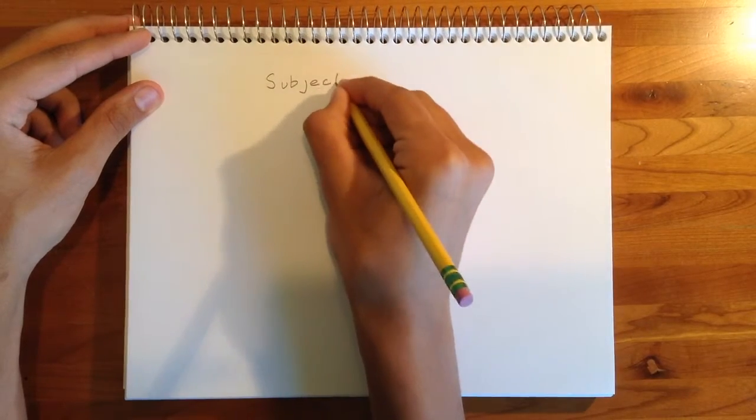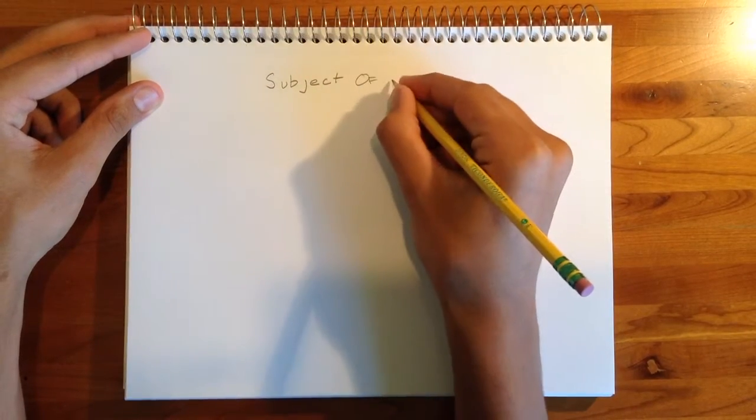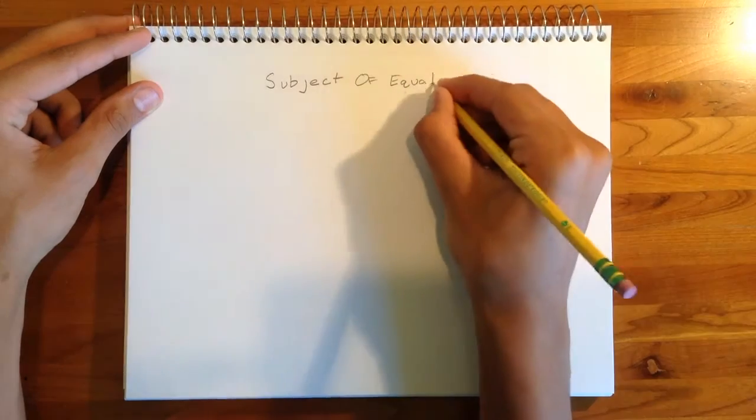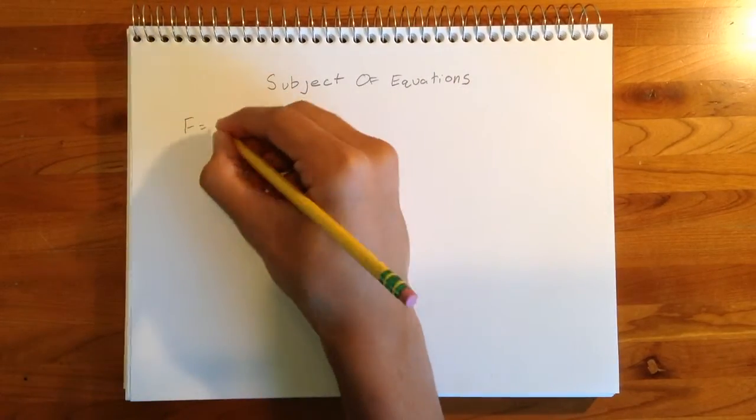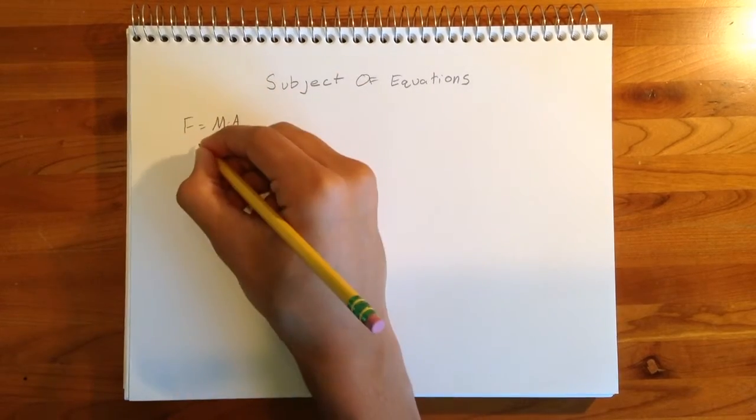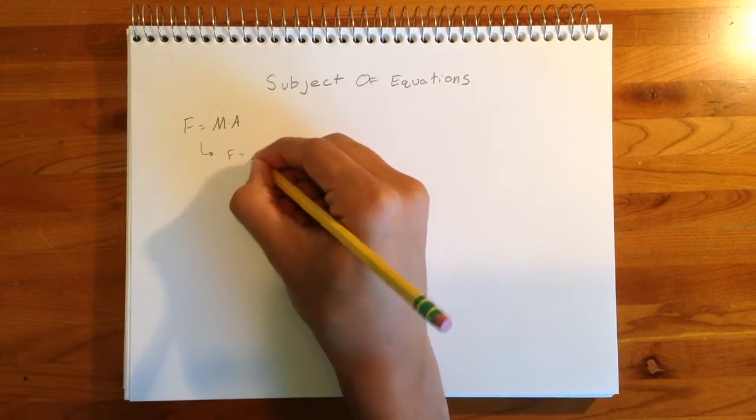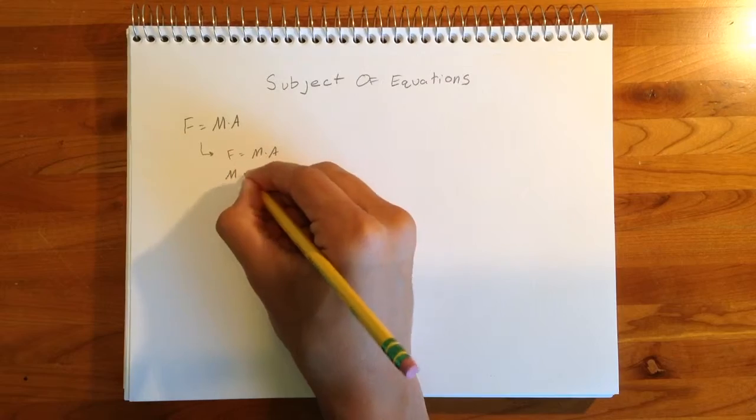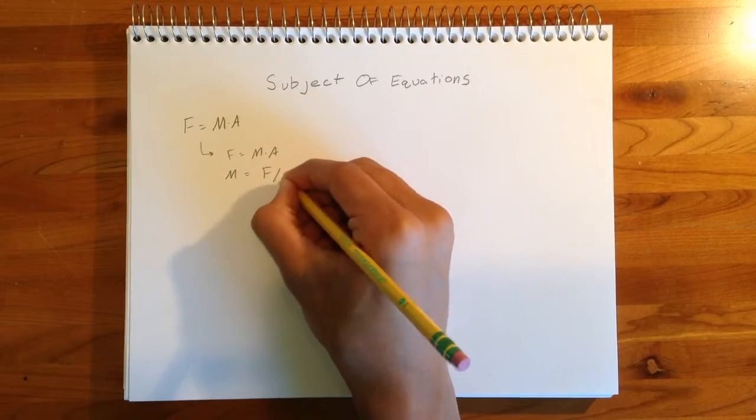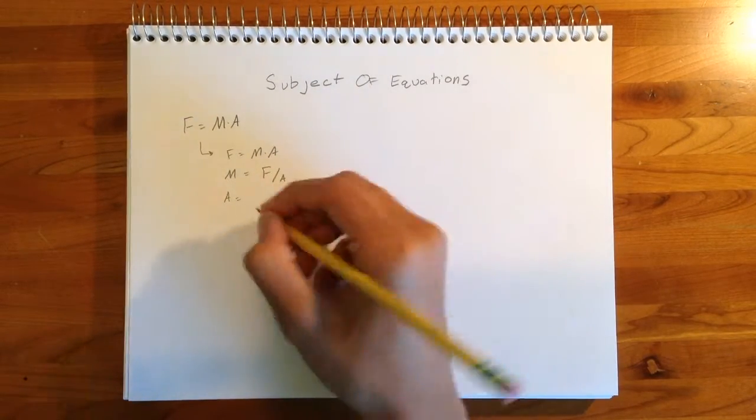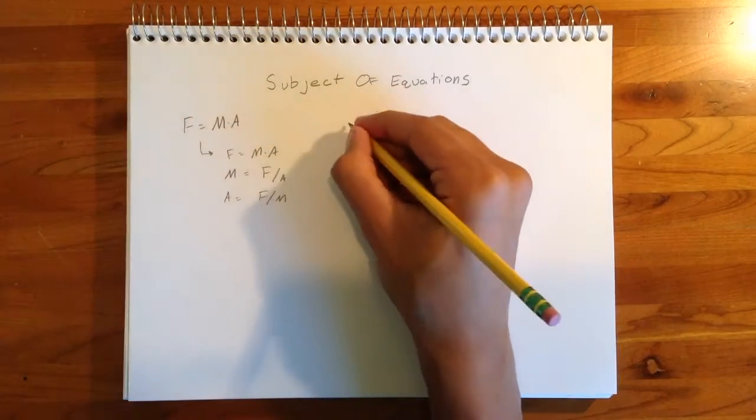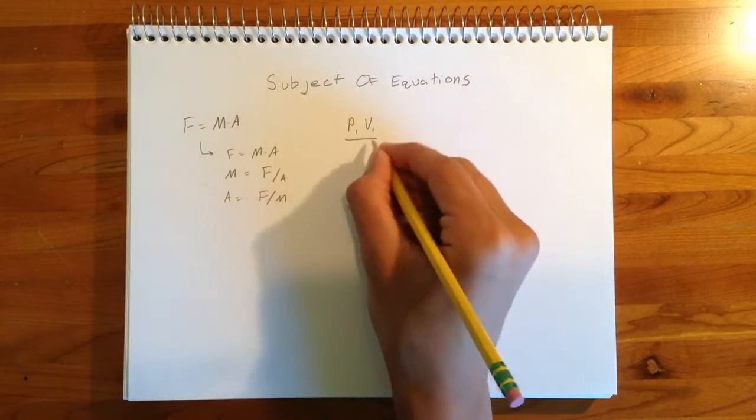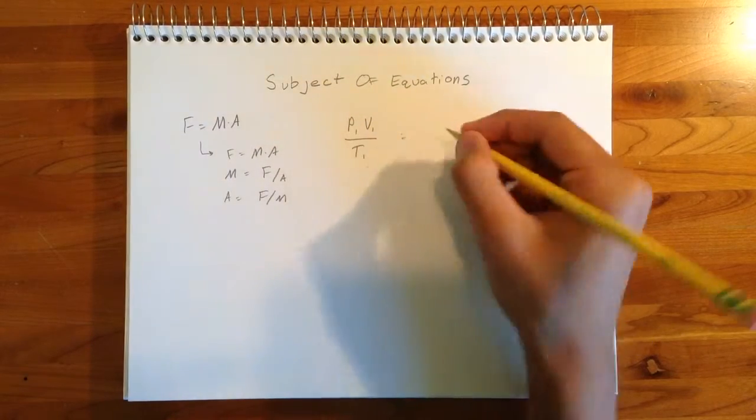Hello everyone, welcome to Apple Pie, and in today's video we're going to be talking about subject of equations. What subject of equations is, is how to change around formulas and equations to get them to solve for variables that you want. So this means, if you take the equation here, force equals mass times acceleration, that's used in physics, how to change that around to solve it for acceleration or mass if you know the other two. So it's how to change equations around and have them remain true and solve for different variables.